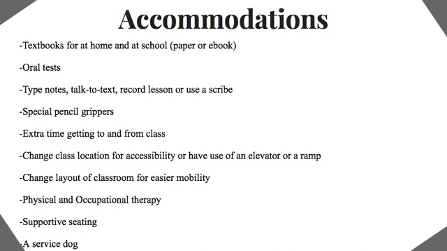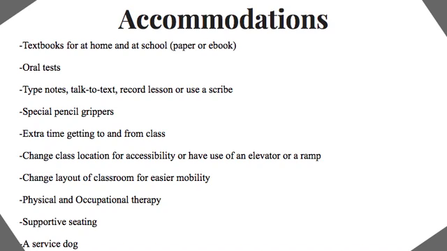Also, changing a class location for accessibility or having the use of an elevator or ramp will also be essential. If you have a 2-story school without an elevator, that will be very difficult. If the student's class is on the 2nd floor, you're going to have to change to the 1st floor. Or if you have an elevator or ramp, that will be necessary. You can also change the layout of the classroom for easier mobility. Making the aisles bigger will be easier for a wheelchair to get through, or having one path to the student's desk from the door will make it easier.